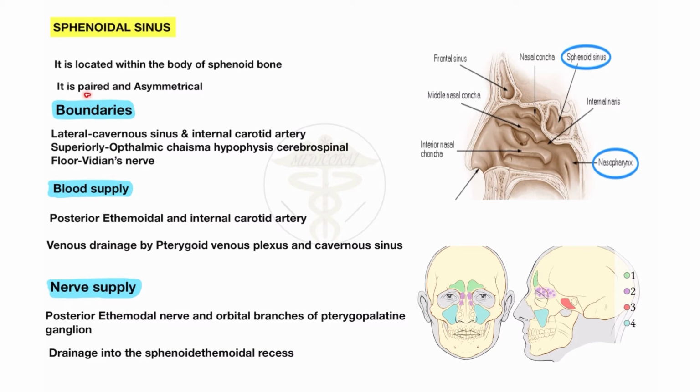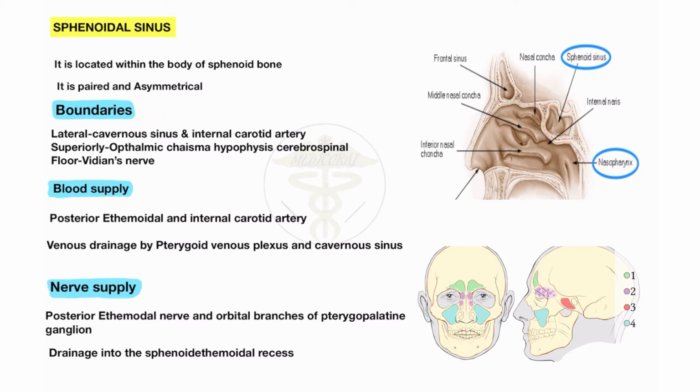It is a paired and asymmetrical structure. Sphenoidal sinuses are also paired and asymmetrical, like the frontal sinuses. Here you will see the sphenoidal sinus, which is present in the sphenoid bone. This is the sphenoid bone where the sphenoidal sinus is present, in the body of the sphenoid bone.